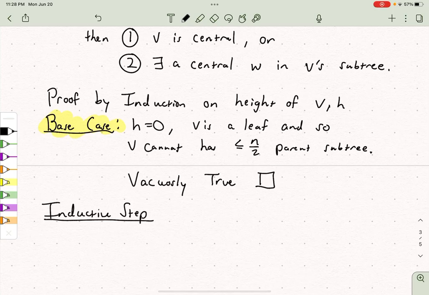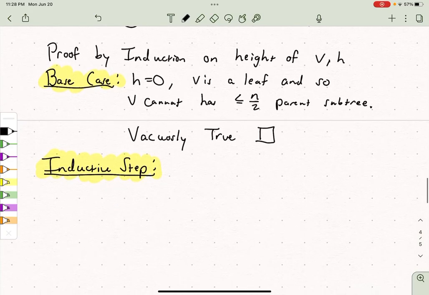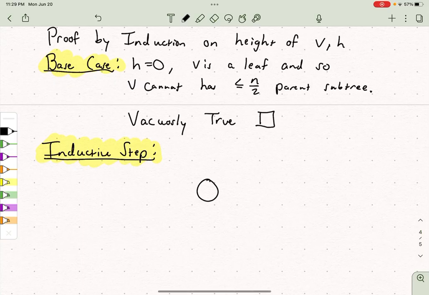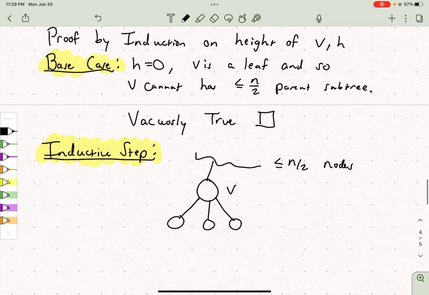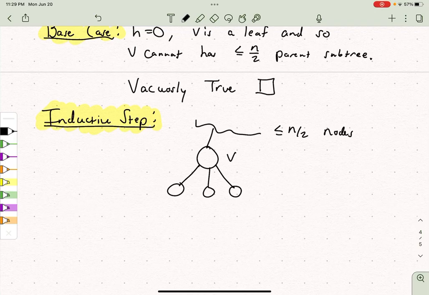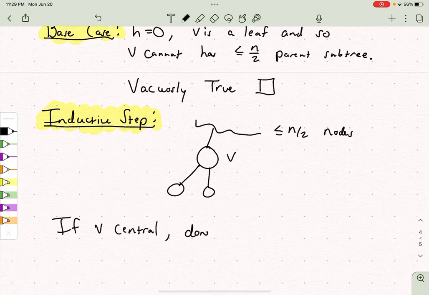Okay. Let's look at the inductive step. So now we're assuming we're somewhere in the tree and we're not a leaf. So we know v has some parent subtree, which by assumption has at most n over 2 nodes. And we know v has some children. I'm drawing this with 3 nodes, but technically the problem is for binary trees, but it's not super important. Okay, so we have v here, and we have its 2 children. And we want to prove either v is central. If v is central, we're done, we've found a central vertex. So assume v is not central.